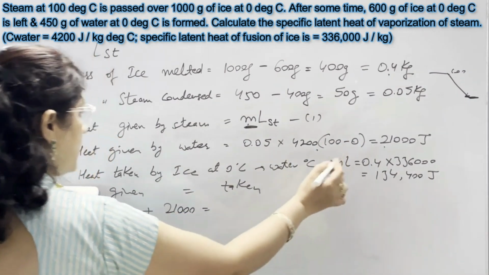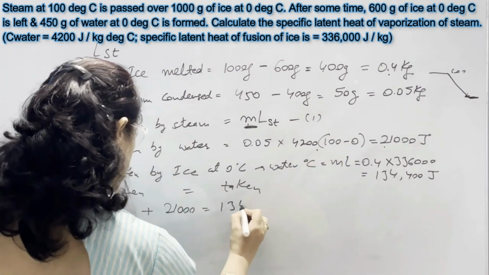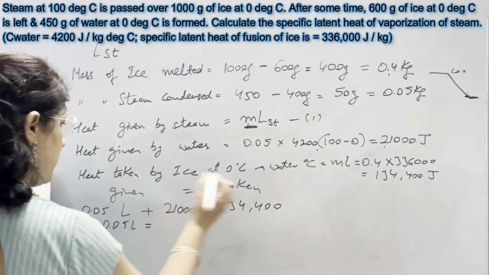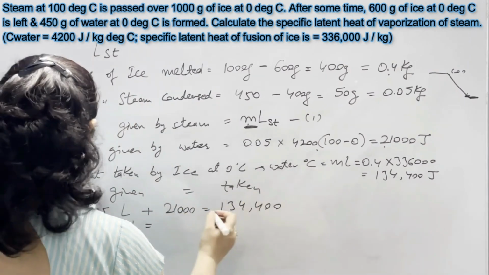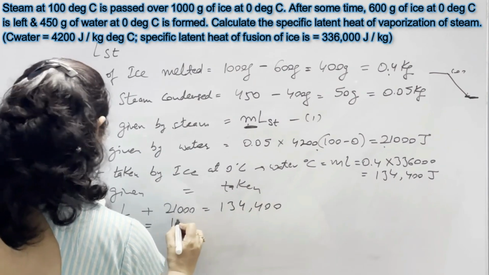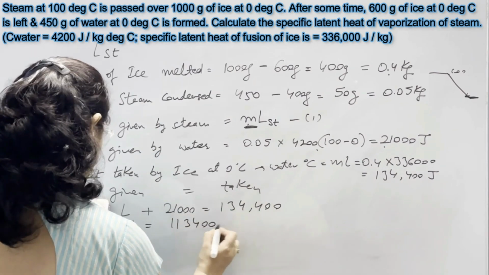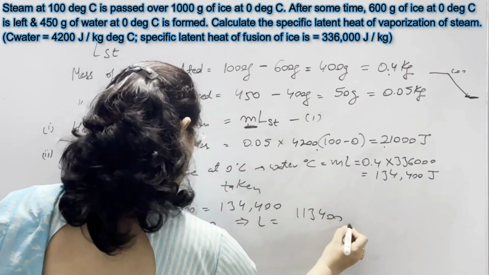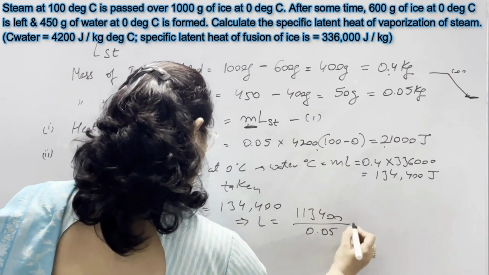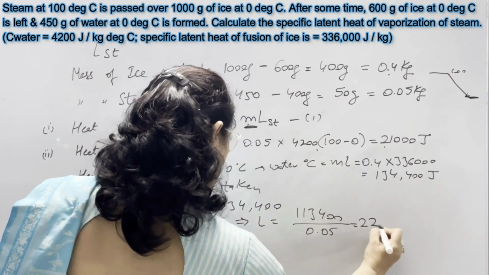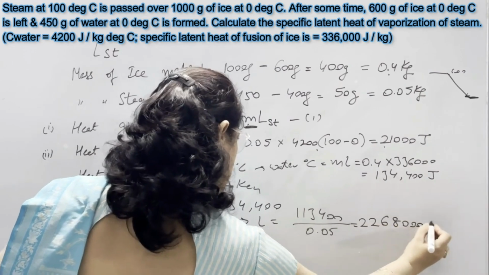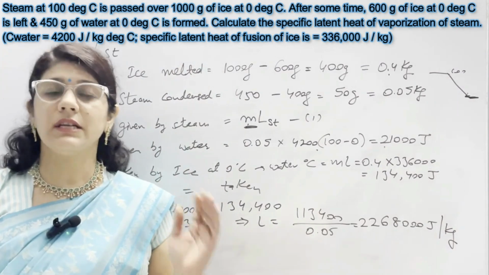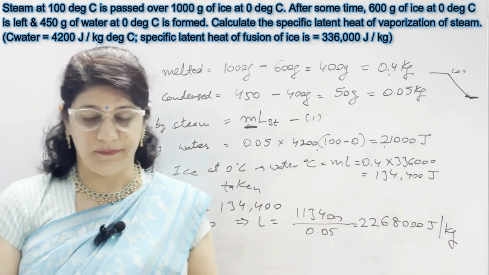21,000, and here heat taken by ice is 134,400. So 0.05 L, we need to subtract this 21,000 from the given answer here, and we will get the value 113,400. So the value of L is 113,400 divided by 0.05, and the answer comes out to be 2,268,000 joule per kg. This is the latent heat of vaporization of steam.